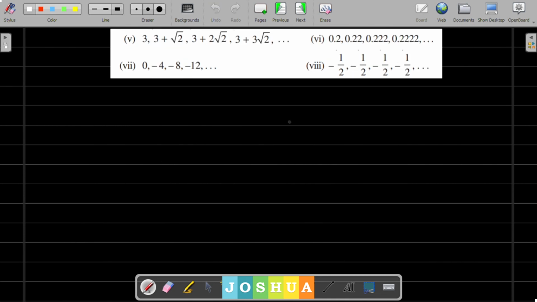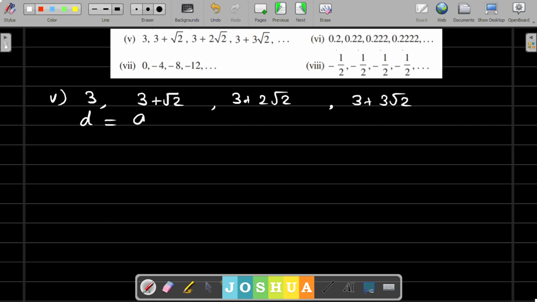Now I'm coming to the fifth question. Question number 5. The first term is 3. Second term is 3 plus root 2. Third term is 3 plus 2 root 2. And the fourth term is 3 plus 3 root 2. I'm going to find the difference here. D is equal to A2 minus A1, that is 3 plus root 2 minus 3. So therefore the answer is square root of 2.